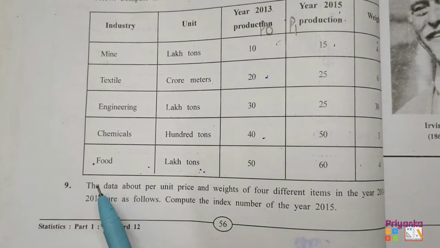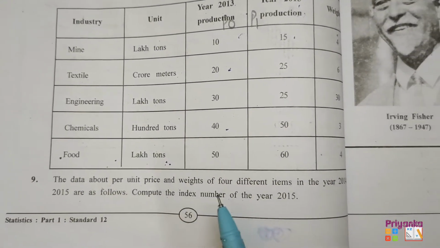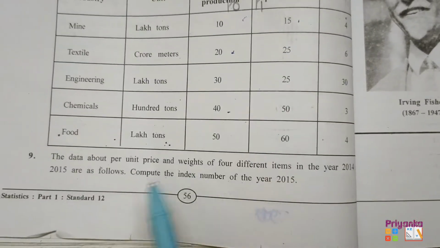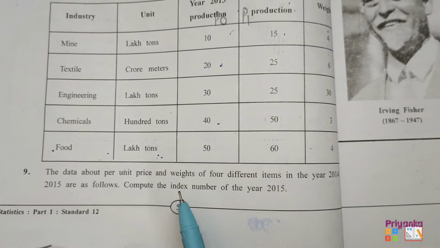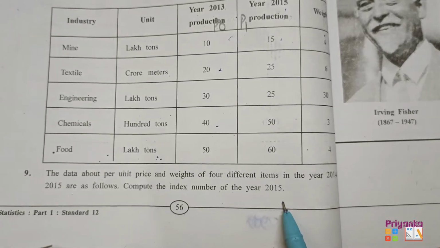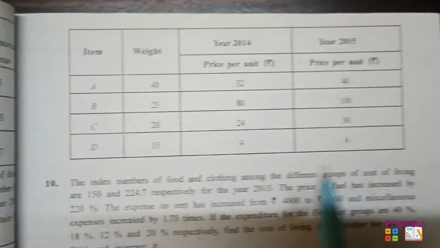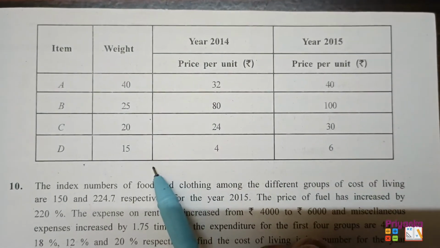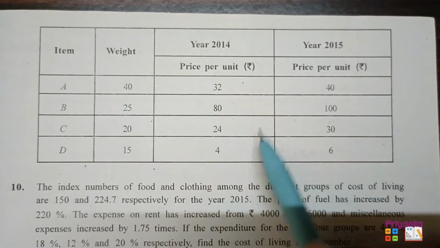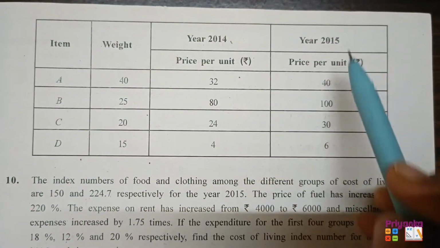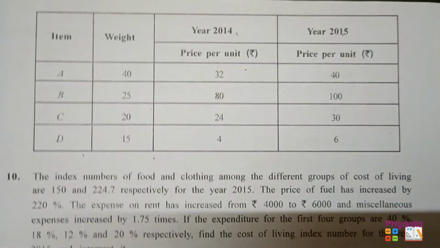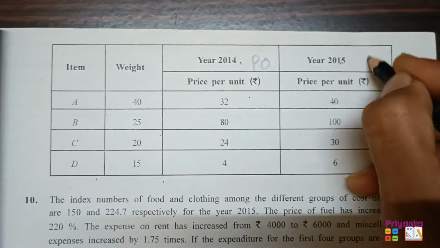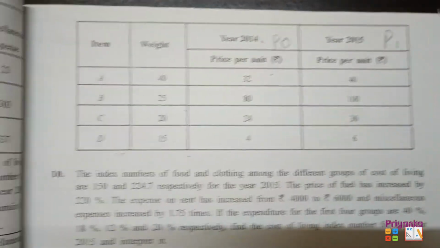Next, question number 9. The data about per unit price and weight of 4 different items in the year 2014 and 2015 are as follow. Compute the index number for the year 2015. Here the information is given. Items are given. There are 4 items. Weight is given, and price per unit of 2014 and price per unit for the year 2015. So here we can declare it as a P0, that's a base year, and P1 as a current year.